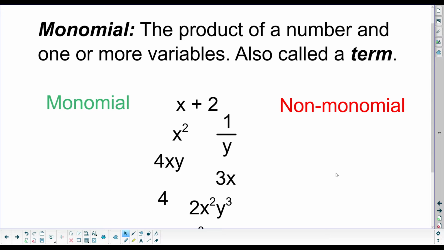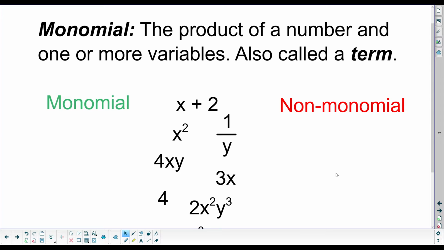So we can classify those as something that's a monomial, something that's not a monomial. And the other way we talk about these, we talk about a monomial as a term. We've talked in the past about terms of an equation and how when we simplify, we want to combine our like terms. That's where that comes from. We're talking about terms here, and another word for that is a monomial.